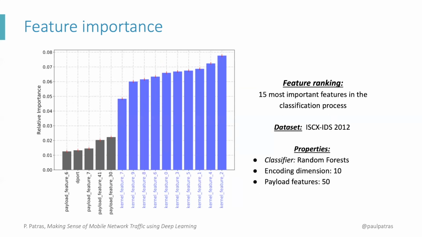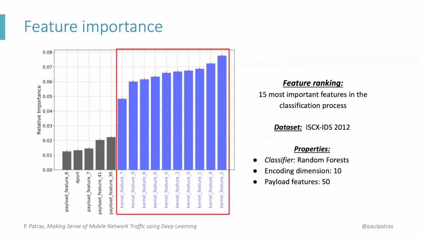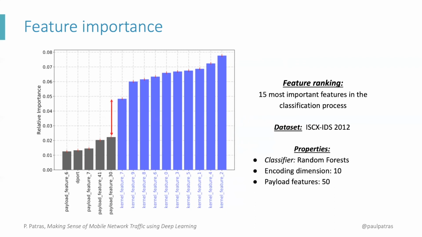I said, finally, I'll show you feature importance. So what you see on the right-hand side here are the different kernel features. And then, this whole picture shows the relative importance of the features. And then here you see the 15 most important ones. And I think the most important thing to remark is that those kernel features that we learned, the cluster centers, dominate the classification task. And the difference in importance between the most important statistical feature, which is actually a payload feature, and the least important kernel feature is quite substantial. It's probably twice as much.